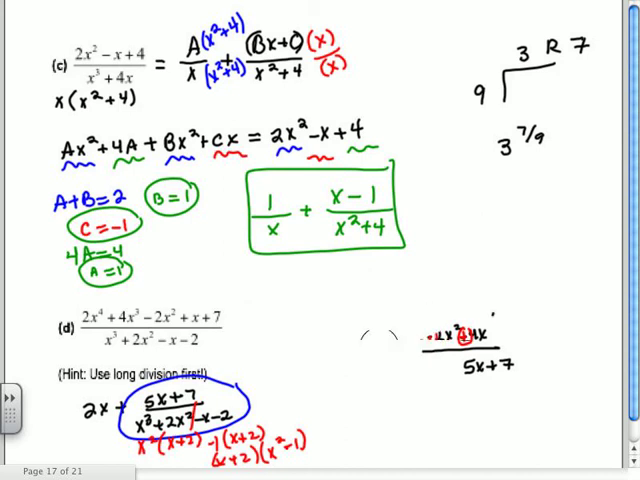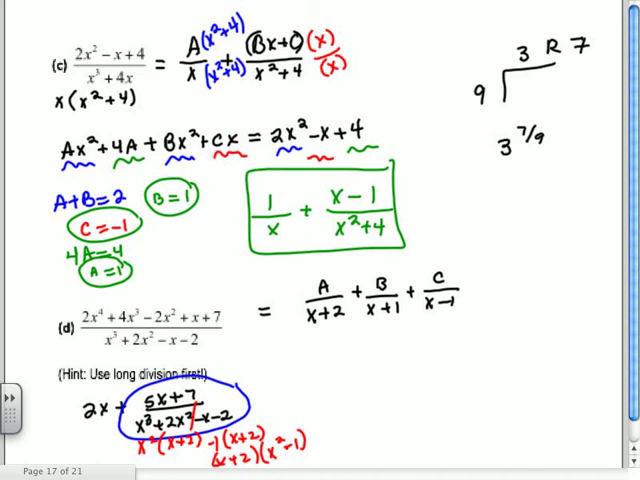I'm going to erase my long division so I have more room. Okay, so I have x plus 2 as one of my denominators. I have x plus 1, and I have x minus 1. They're all linear factors. So I have A, B, and C. Okay, here's where it gets tricky. For A, you need to multiply it by x plus 1 and x minus 1. So kind of do a little bit of this in your head.